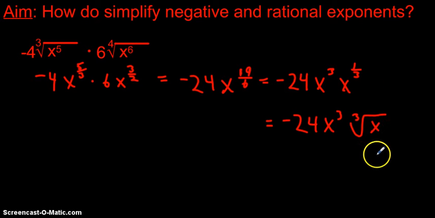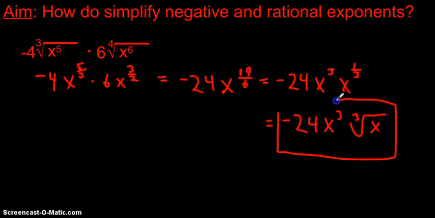So even though you can't multiply radicals, you can multiply the exponents. So it's an extra useful thing you can do. Alright.